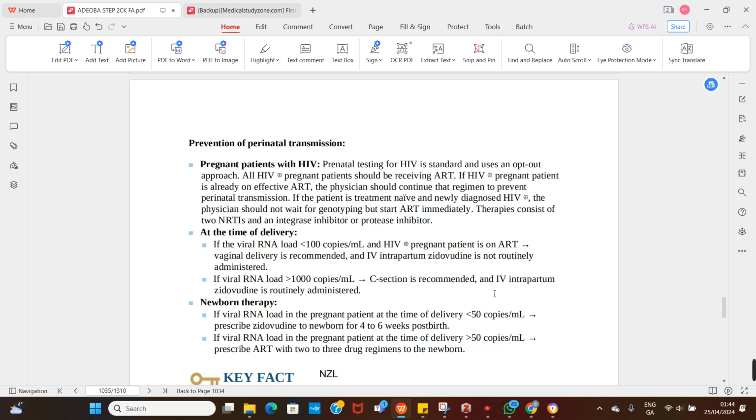Someone can ask me now, okay, what if it's in between, like 900? If it's in between, you are still going to do a vaginal delivery, but you might use your discretion to give intrapartum zidovudine. That's the only stuff that is there. But once it's greater than 1K, C-section straight.